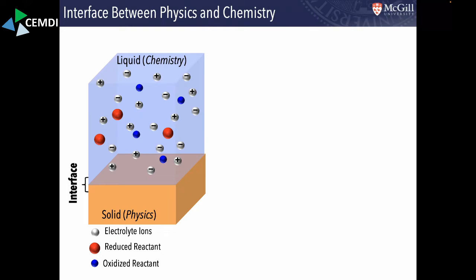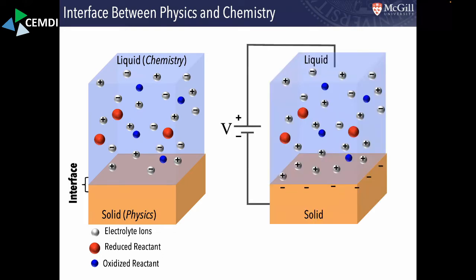And then for the reactions we're going to consider, there are two types. There's oxidized and reduced species. The oxidized species will take an electron, they can grab one, and the reduced species will give an electron up. And so in a very simplistic picture, what we have is a voltage drop that we apply between the solid and the liquid. And when we do that, we induce a potential drop right at this interface.